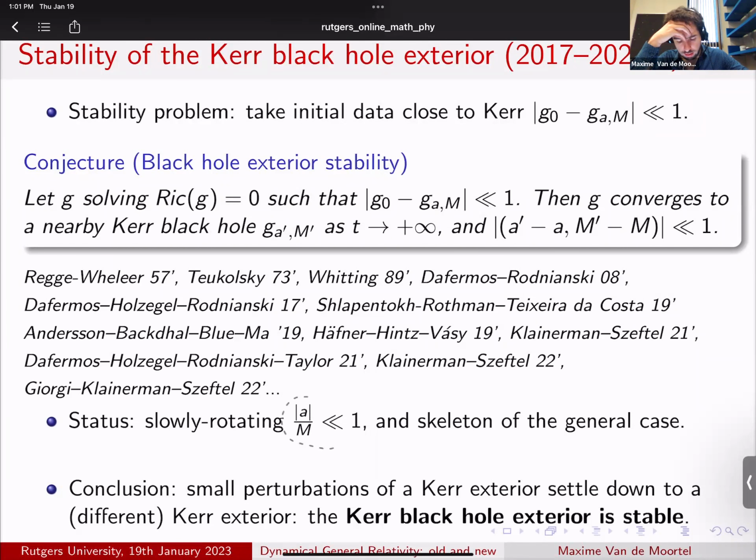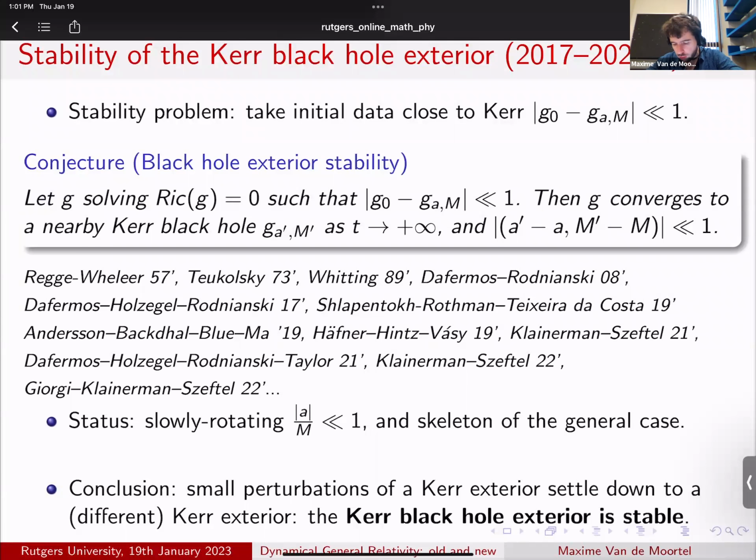So what's known is that if you have very slow rotation, then this is known, and there was some result of Klainerman-Szeftel and Giorgi-Klainerman-Szeftel that sort of settled the last details of this question. I want to also emphasize that this is a problem that was revived by Penrose and Rodnianski in 2008, and there were many contributing authors in the meantime.